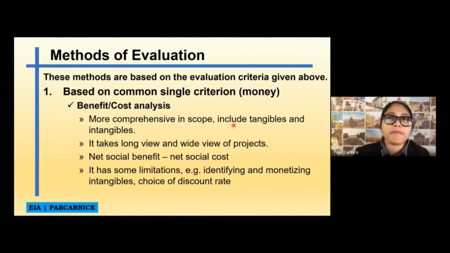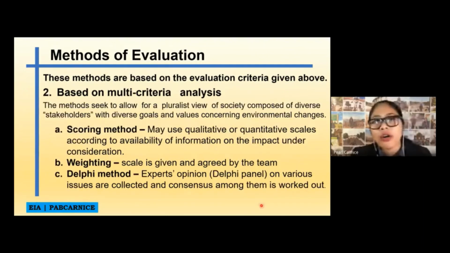The next method of evaluation is based on multi-criteria analysis. The method seeks to allow for a pluralist view of society composed of diverse stakeholders with diverse goals and values concerning environmental changes. We can do the scoring method, where we may use qualitative or quantitative scales according to the availability of information on the impact under consideration. We can also use ranking, a scale given and agreed by the team, so the team can agree as to what the weights will be.